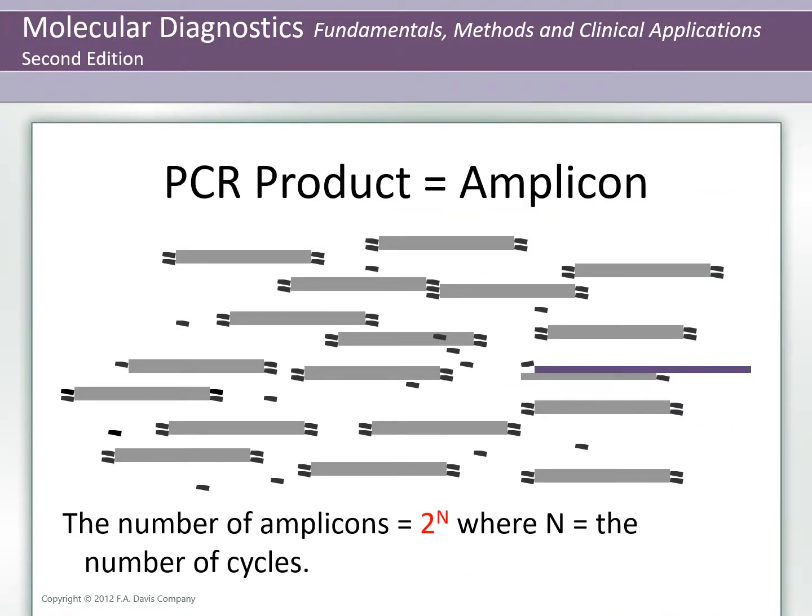The PCR product, as mentioned before, is an amplicon, and the number of amplicons is 2 to the nth power, where n is the number of cycles of PCR. So if we continue cycling from the previous slide, the fourth cycle would equal 16 copies. The fifth cycle would equal 32 copies. The sixth cycle would equal 64 copies, and then they would continue on to the nth power, depending on how many cycles in the PCR procedure being done.